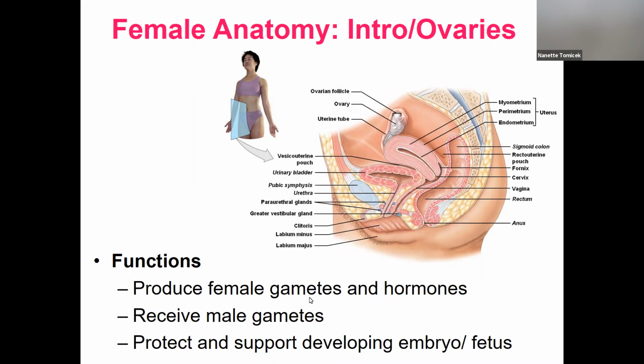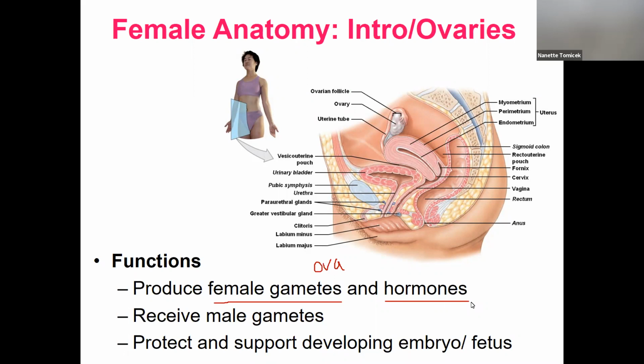There are a lot of similarities between the female and male reproductive systems, in that in the female system, we're also making gametes or sex cells. Those are going to be referred to as the ova or egg. We'll also talk about the female hormones that are produced, a number of estrogens and progesterone.